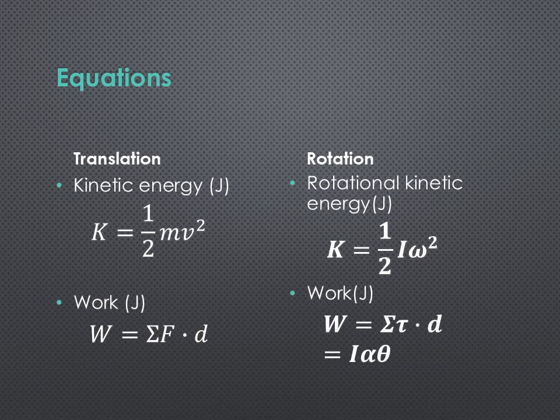And again, work is still in joules, and it's now our net torque times our distance, or our change in angle. And we can also write that, remember, net torque is going to equal I alpha, and then your distance is really actually the angle that you've gone around.